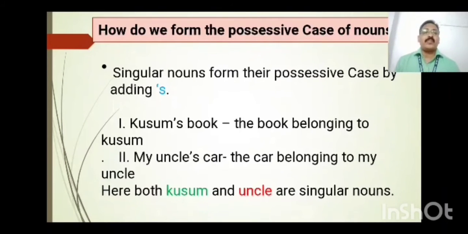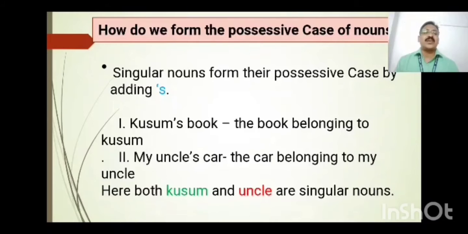How do we form the possessive case of a noun? First we will start with singular nouns. Singular nouns form their possessive case by adding apostrophe s. You can see in blue color I have added apostrophe and s. Kusum's book. Whose book? Kusum's book. Here we can say the book belongs to Kusum.